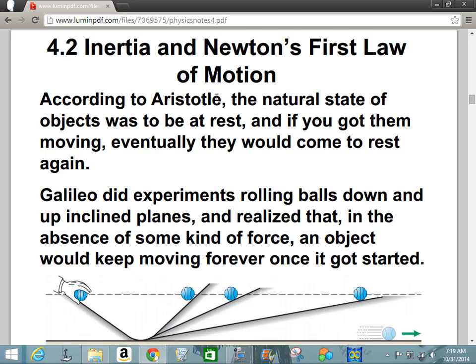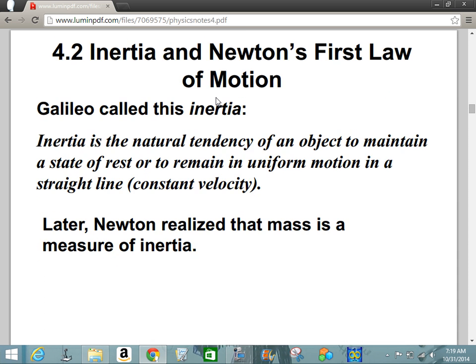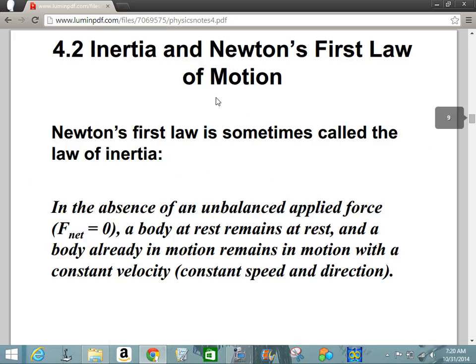If I roll a ball across a level plane, eventually it'll slow down because of friction and because of gravity. So Galileo called this tendency to be in motion, or tendency to stay at rest, inertia. Inertia is a natural tendency of an object to maintain a state of rest, or to remain in uniform motion in a straight line, at a constant velocity. Later, when Newton started to develop physics, he realized that mass was a measure of inertia. So Newton's first law is very similar to Galileo's concept, and we call it the law of inertia.